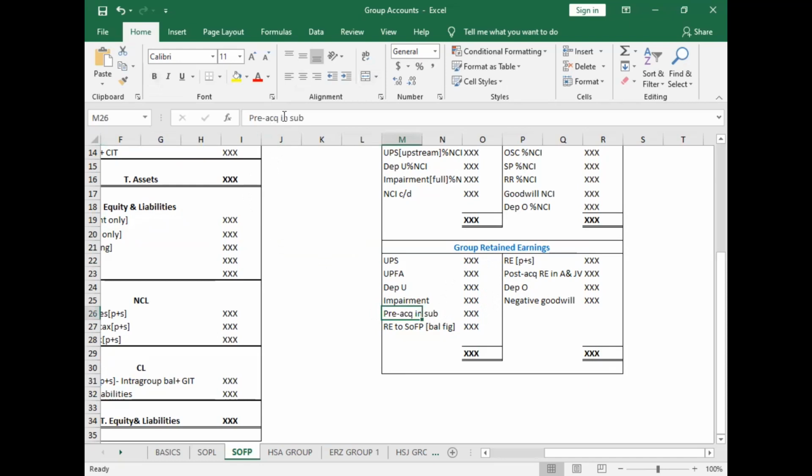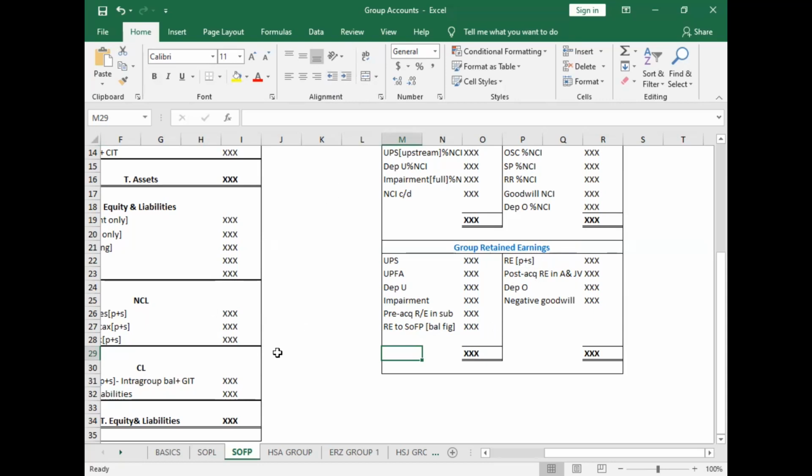Let me just make that clear. Sorry. So sometimes instead of doing again the pre-acquisition in retained earnings in subsidiary, you just take here the 80%, isn't it, of the subsidiary pre-acquisition retained earnings at once.